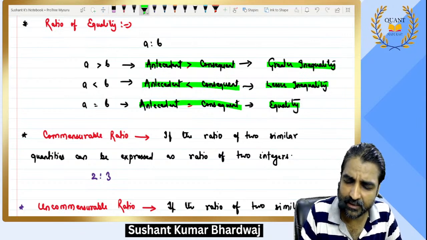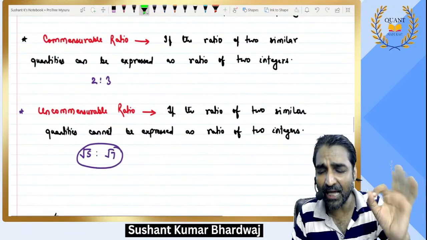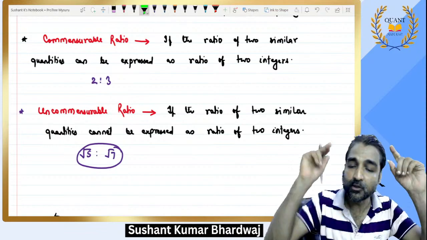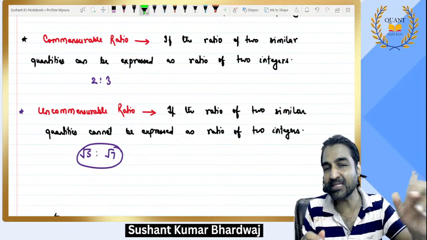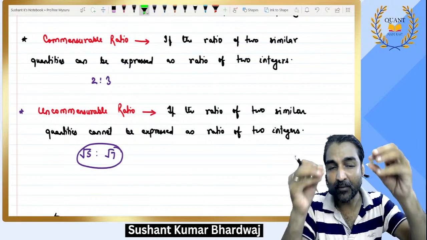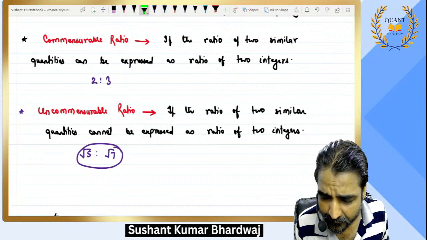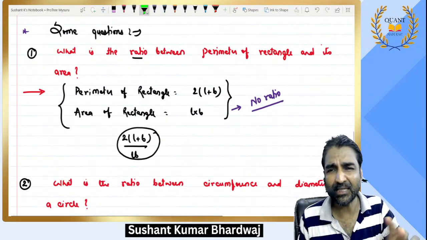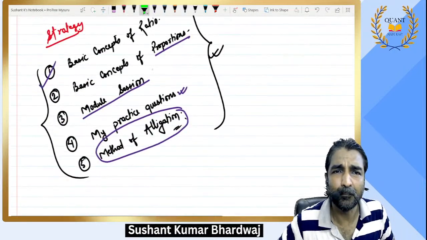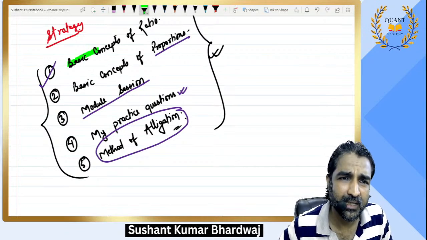Okay, then next I have discussed commensurable and incommensurable ratio. If the ratio of two similar quantities can be expressed as a ratio of two integers, then that is said to be commensurable. And if it cannot be expressed as a ratio of two integers, then we say it is an incommensurable ratio. Is that clear? Okay, and then we have gone through some questions. So what I have discussed are just the basic concepts. I have completed the basic concepts. Clear?